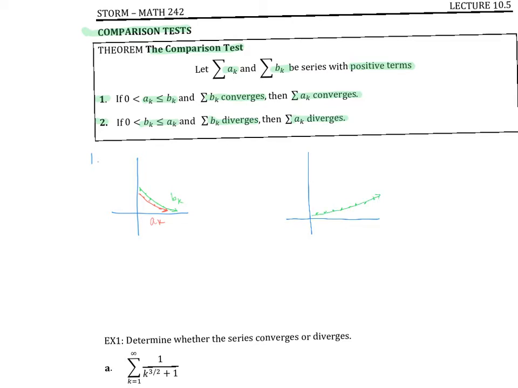So if I create a graph or a curve for my b sub k and show that it diverges, a sub k is larger. So you can see by this illustration that if our b sub k, the smaller one, diverges, the a sub k, the larger one, will also diverge. So the key is to pick series to compare in which you know whether they diverge or converge.